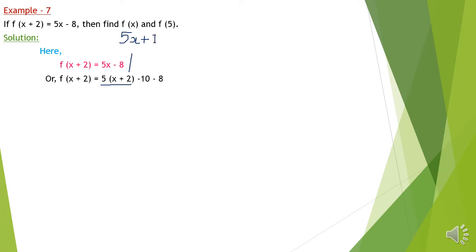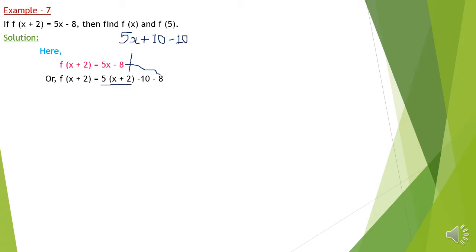Now you have to tell me one thing. Is there 10 in our question? We only have 5x minus 8, and this x we can see right here. So this plus 10 is an exceeding value, isn't it? Which we don't have in our question. It is extra value which we don't have in our question, so immediately we have to reduce this 10.